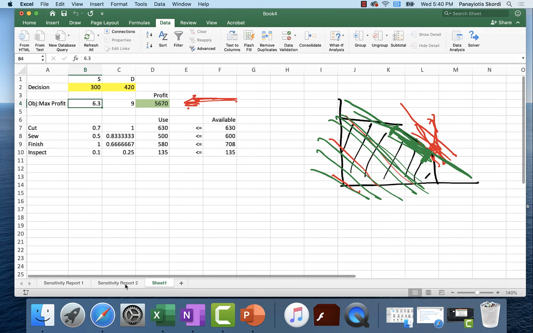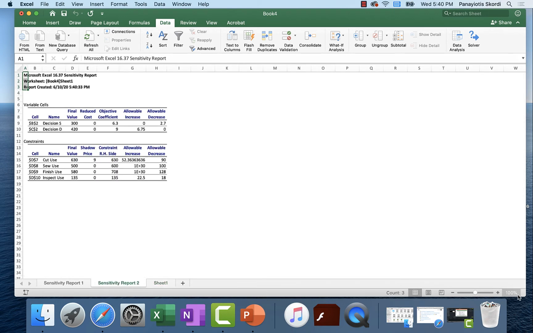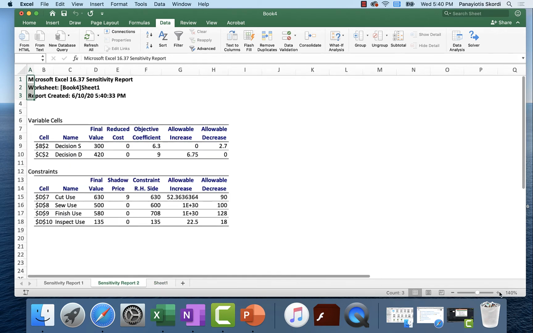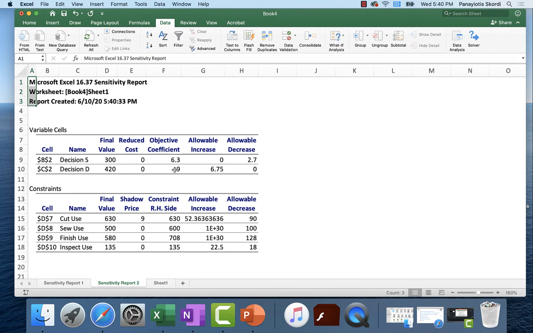If I look at the sensitivity report now, I'm going to see something kind of interesting. When I look at this part of the sensitivity report, it says that I'm actually not allowed to increase my objective function by anything, otherwise the optimal solution changes. I may be allowed to decrease it, but I'm not allowed to increase it.